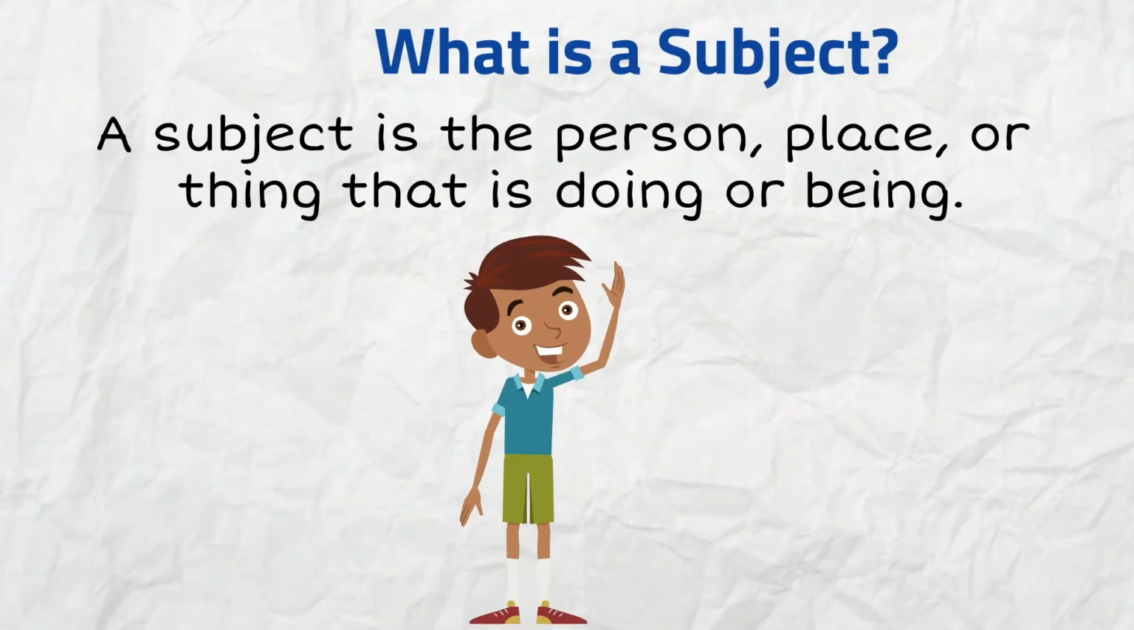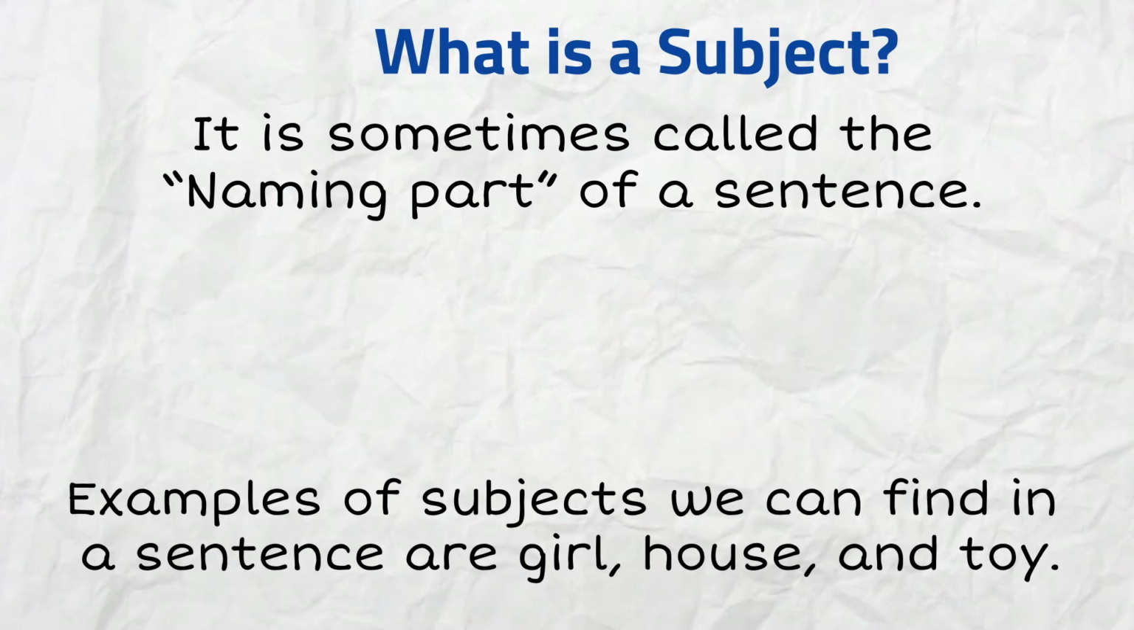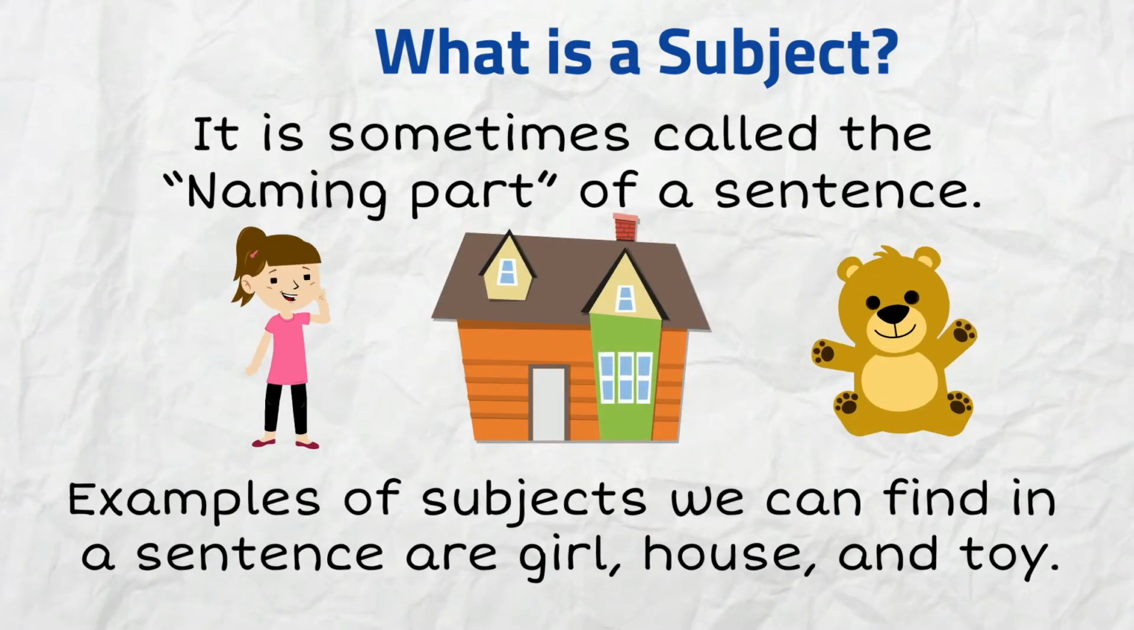A subject is the person, place, or thing that is doing or being. It is sometimes called the naming part of a sentence. Examples of subjects we can find in a sentence are girl, house, and toy.